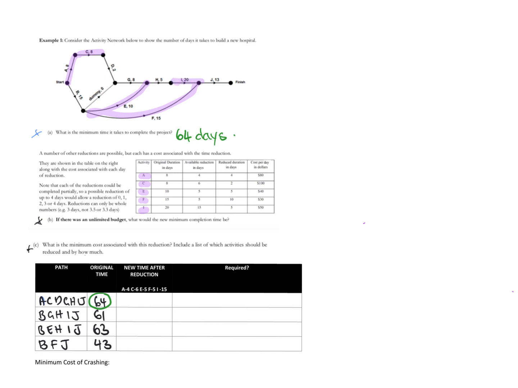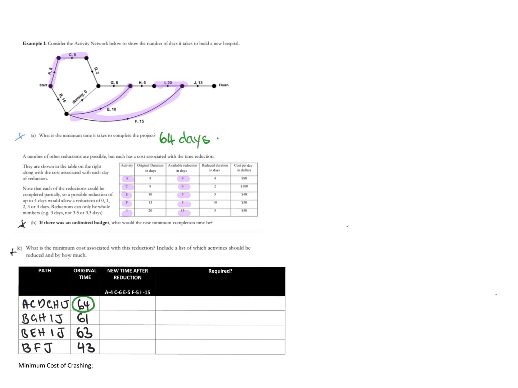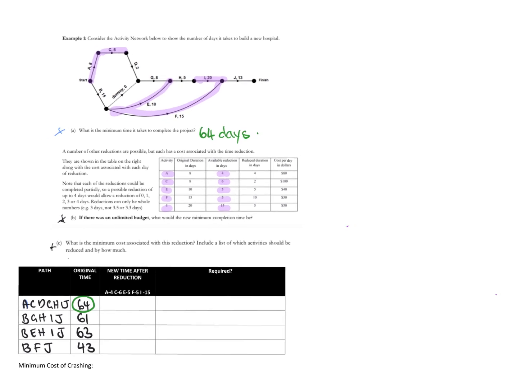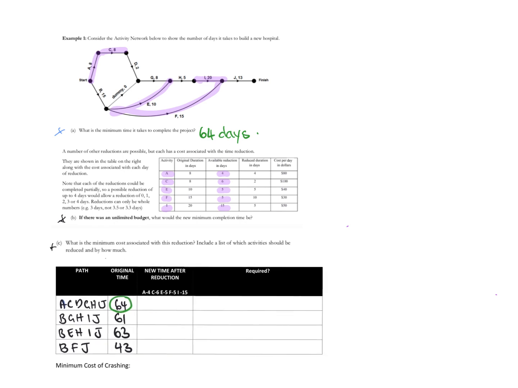It says the original days. Don't worry about that. You just want to know how much they can be reduced by, which are here. These are what you can minus away from them. So we'll be minusing 4 from A and all that. Once again, you are not getting the table. You'll never get given the table. You just have to create it.